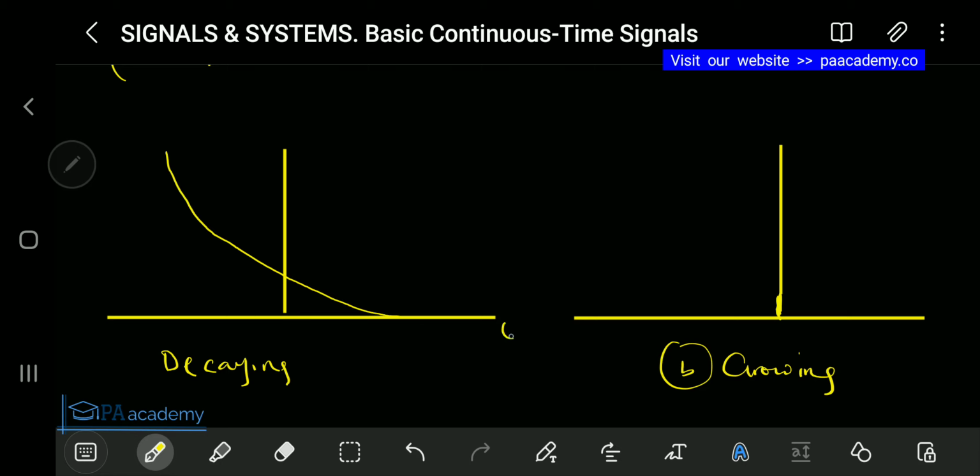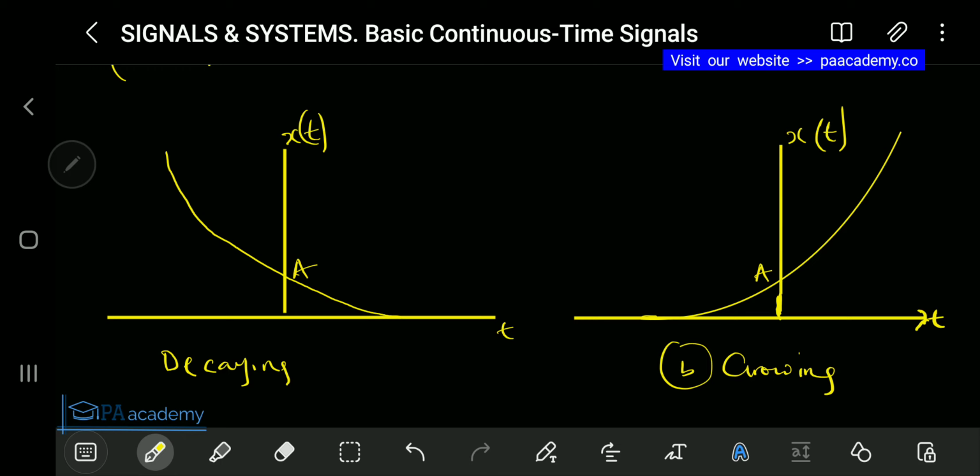Exactly. So this is our T, and this is going to be our X of T. So this is how the signal is going to look like. And then for this, it's just going to go up from here, like this. So this is where our A will be, this is our A. And then this is our T.